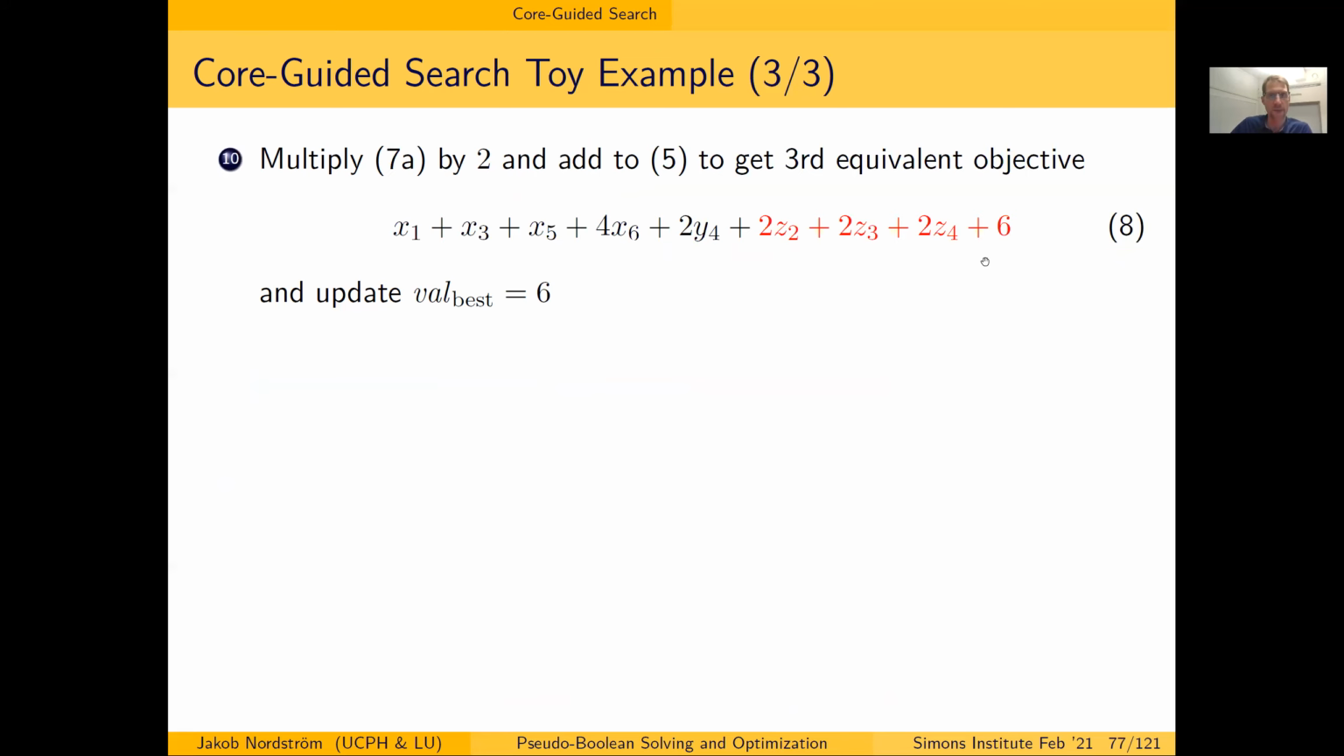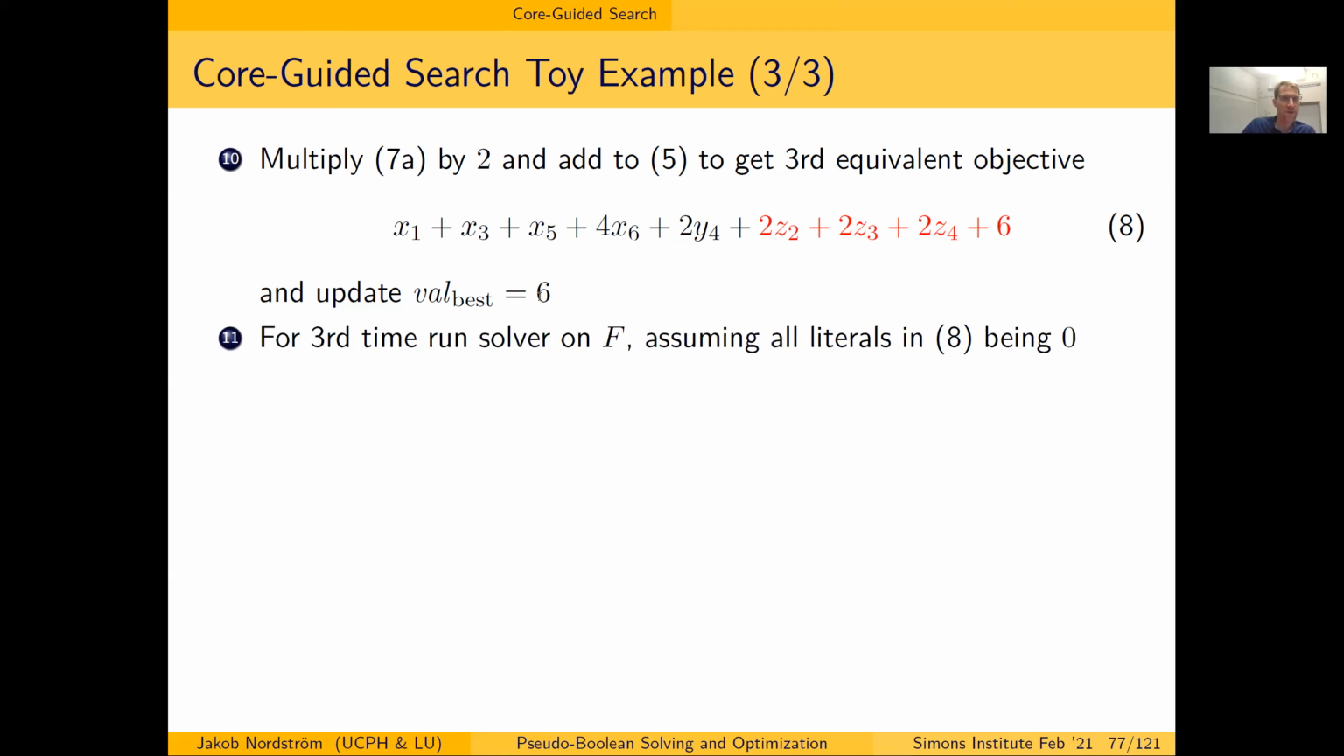So let's see what we get. We get this. So now we have an equivalent objective function again: x1 plus x3 plus x5 plus 4x6 plus 2y4. Note that y3 cancelled here, and also x4 cancelled. Instead we have 2z2 plus 2z3 plus 2z4, plus the 4 we had before, which is now updated to 6. So now we see that we don't know what the optimal value is, but it's at least 6. So the best value estimate, we updated to 6.